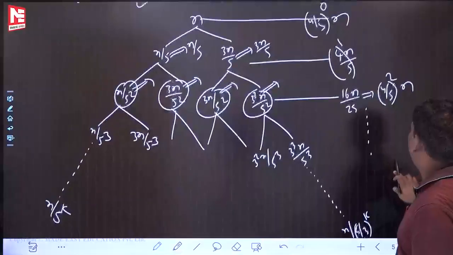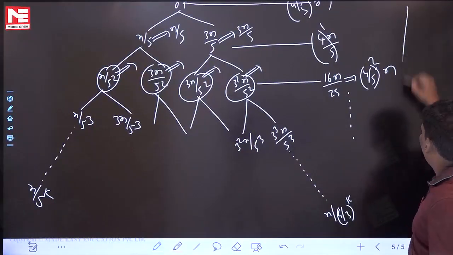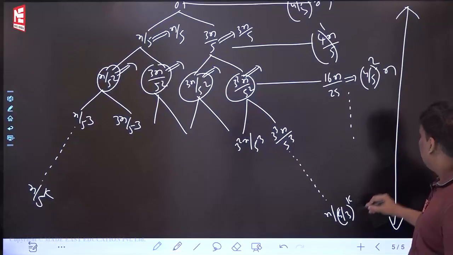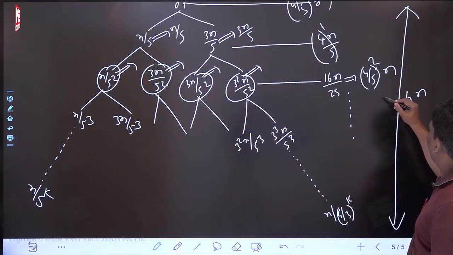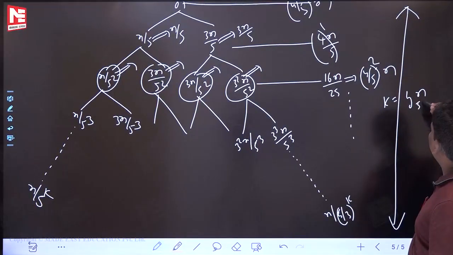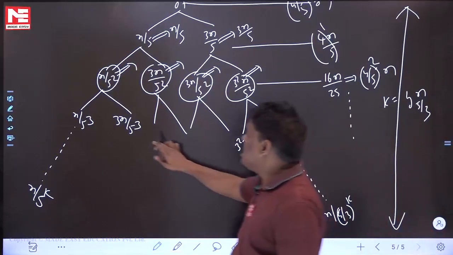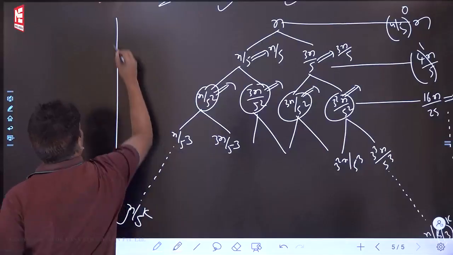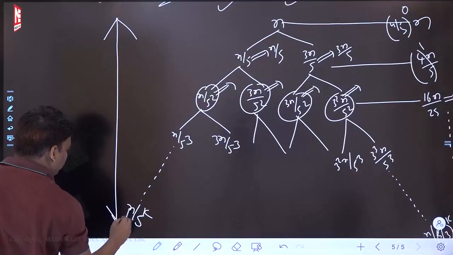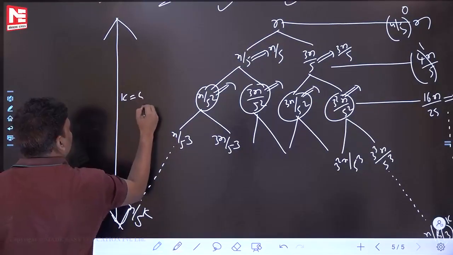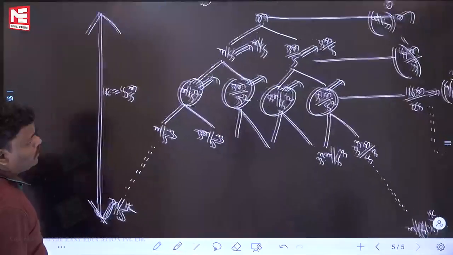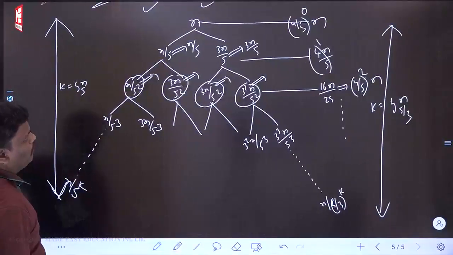I think everything is fine now. Let me check. Can you help me now? What is the right height? Always dividing by 5 by 3, you can check the k value: log n base 5 by 3. If you always divide by 5, k is equal to log n base 5. Left height is going to be log n base 5. Right height is going to be log n base 5 by 3.